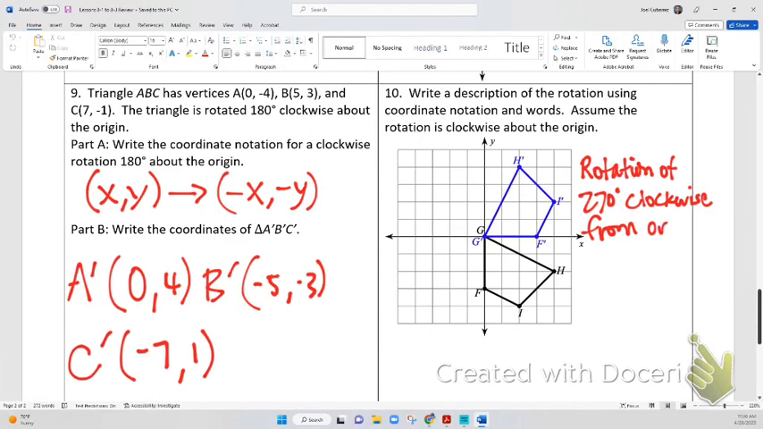Oops. My internet keeps cutting out. From the origin. Okay? And then they also want us to write the coordinate notation, or actually the coordinate notation went first and then the words, so let me write that up here. So originally it was (x, y), and then in order for it to be a 270-degree rotation, this would simply be (negative y, x) here, and this is coming straight from our notes from Tuesday.